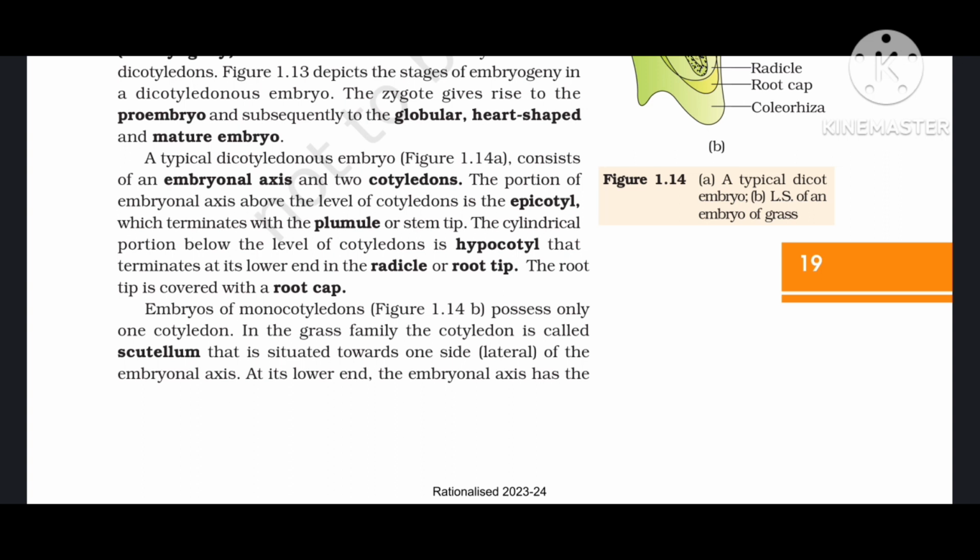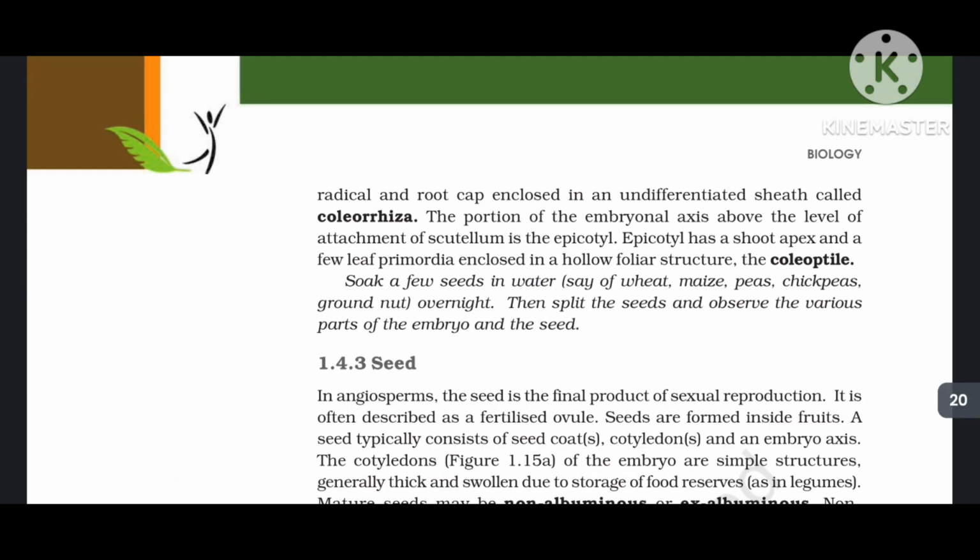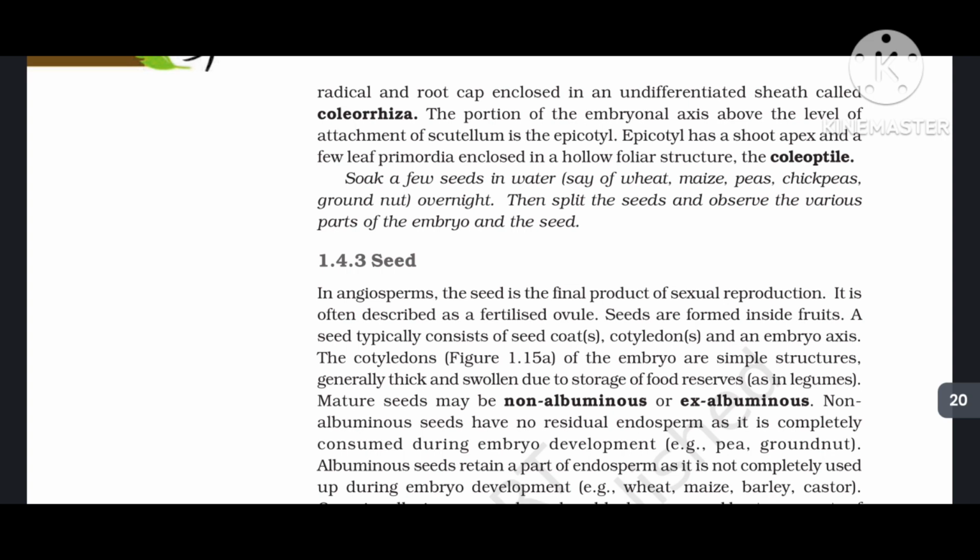Embryos of monocotyledons possess only one cotyledon. In the grass family, the cotyledon is called a scutellum that is situated towards one side, lateral, of the embryonal axis. At its lower end, the embryonal axis has the radicle and root cap enclosed in an undifferentiated sheath called coleorhiza. The portion of the embryonal axis above the level of attachment of scutellum is the epicotyl. Epicotyl has a shoot apex and a few leaf primordia enclosed in a hollow foliar structure, the coleoptile.